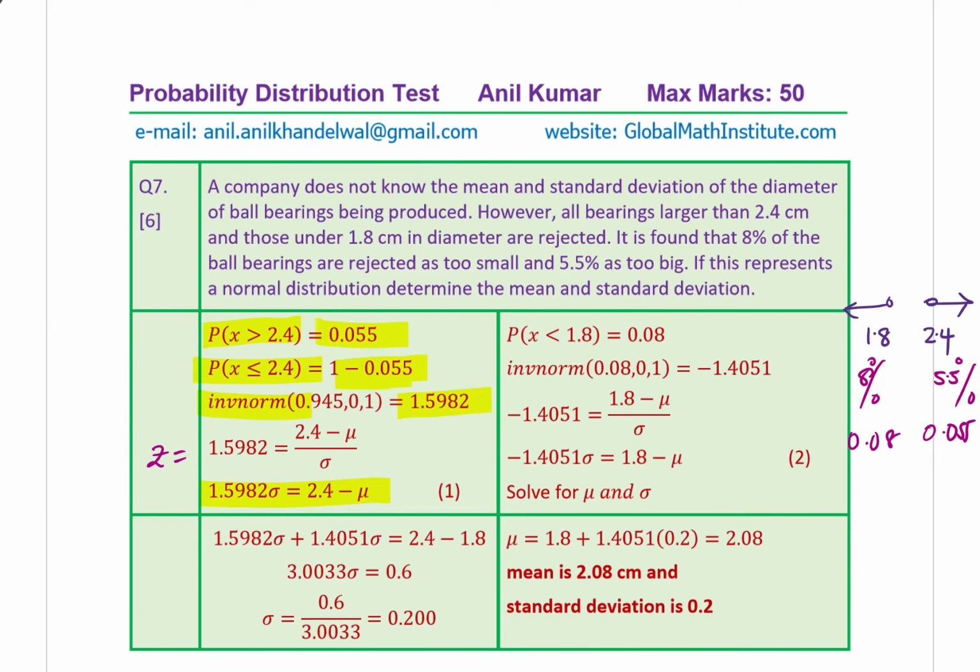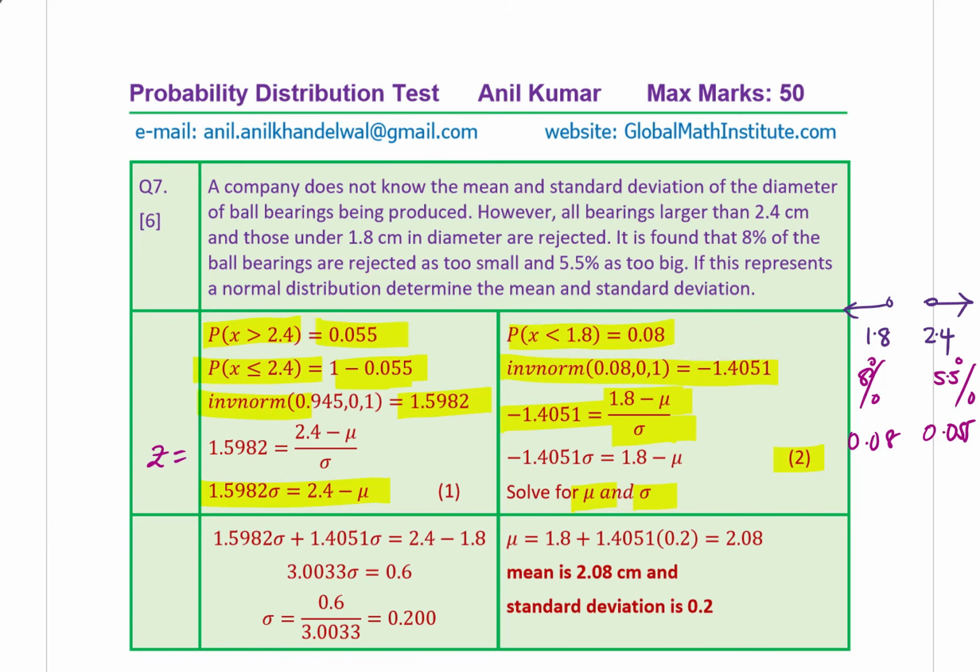So equation number one relates the mean and the standard deviation from the condition of rejection on the higher side. So we'll do the same calculations on the lower side also. The probability for less than 1.8 is given to us as 0.08. So inverse normal will give us the answer as minus 1.4, and substituting that z-score, we can again get a relation between mean and standard deviation. So that results in the second equation. So we have two equations with two unknowns.